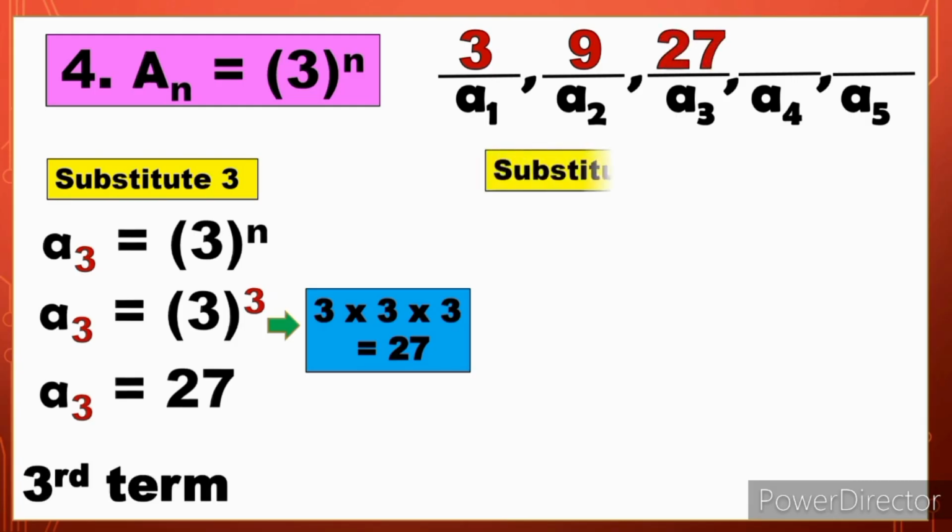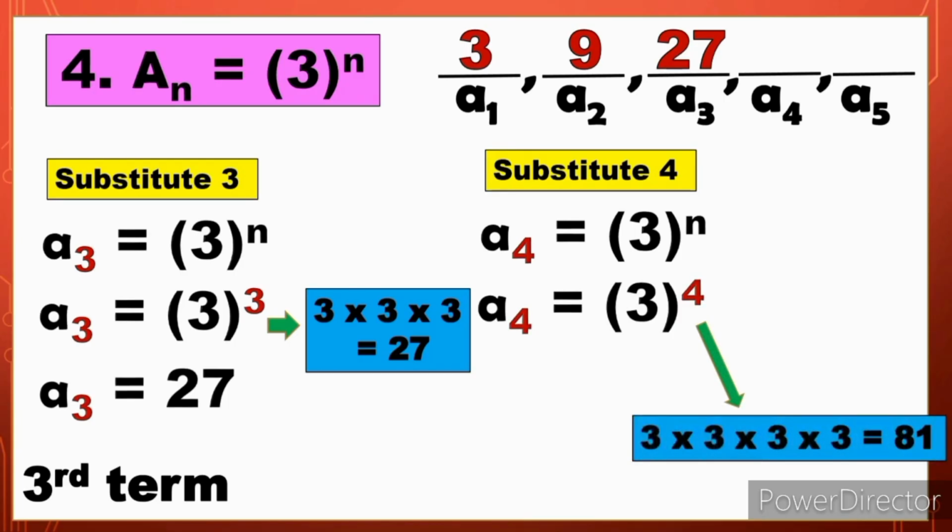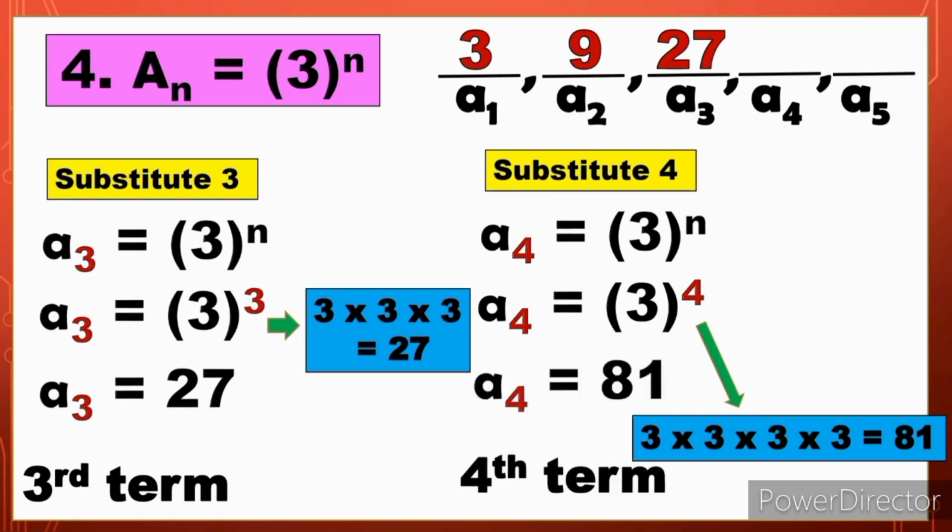Okay, next, to find the fourth term or a sub 4, substitute 4. So, a sub 4 equals 3 raised to n. Again, n palitan natin ng 4. So, we have a sub 4 equals 3 raised to 4. 3 raised to 4 means 4 na beses nating ita-times ang 3. 3 times 3, 9 times 3, 27 times 3, 81. Therefore, ang a sub 4 natin is 81. And 81 is the fourth term.